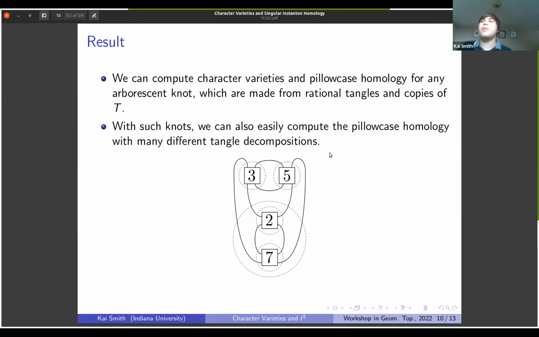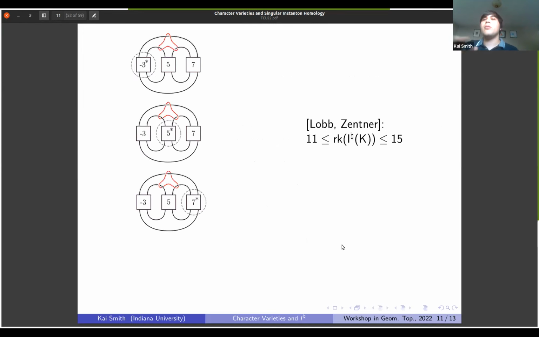And the benefit of computing things with this construction is that, remember, to compute pillowcase homology, I had to choose a specific tangle decomposition. Well, I can just as easily compute the pillowcase homology using any of these decompositions. So for a single knot, I can compute the pillowcase homology many different ways. And it was conjectured that no matter how I do that, I'll get the same thing. But if I look at this example, the -3, 5, 7 pretzel knot, I can decompose it in these three ways, given by these circles, and the asterisk is just here to remind you where the earring is.